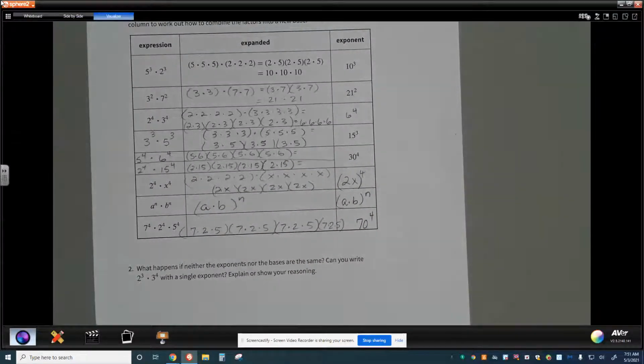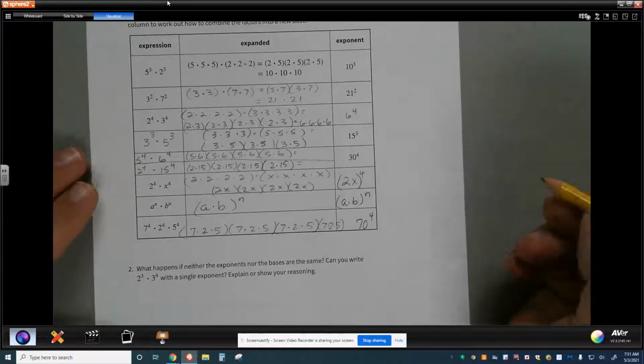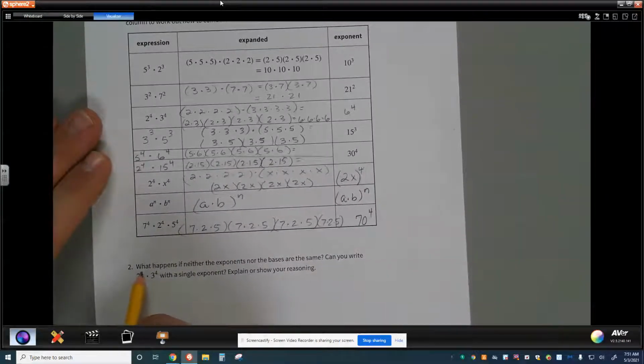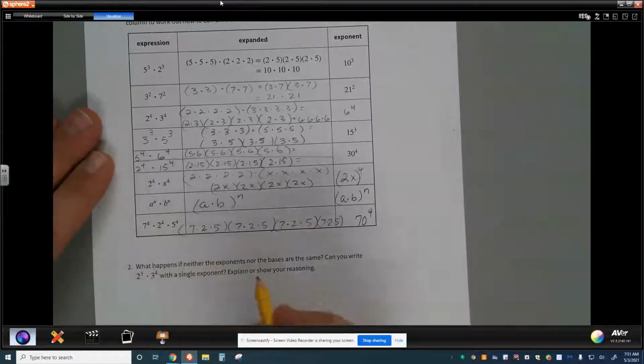So then we have to ask that question. What happens if neither the exponents nor the bases are the same? Can you write 2 to the third power times 3 to the fourth power with a single exponent? Well, we have to think a little bit deeper with this one and consider what are the values. The bases are not the same, so I can't add the exponents. The exponents are not the same, so I can't multiply the bases.